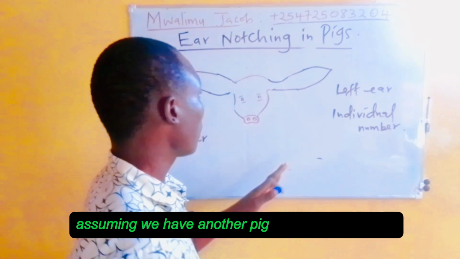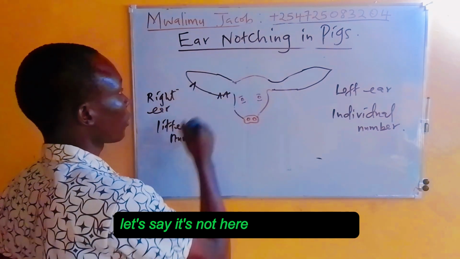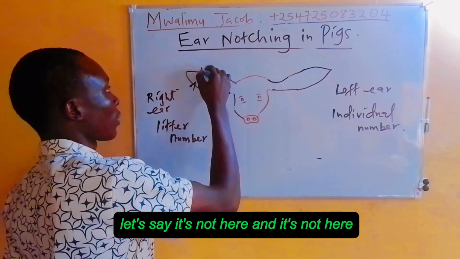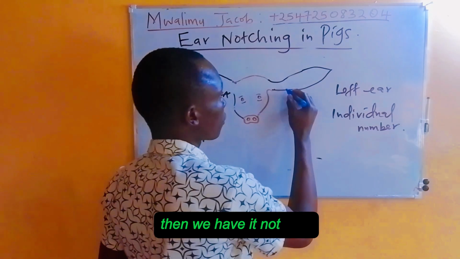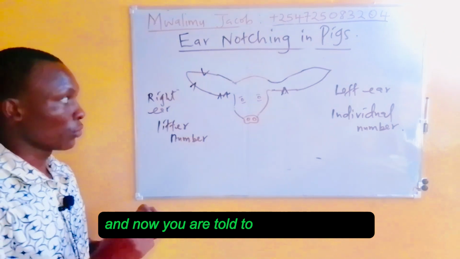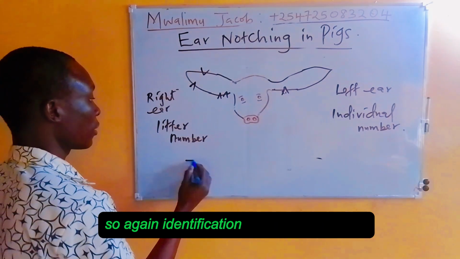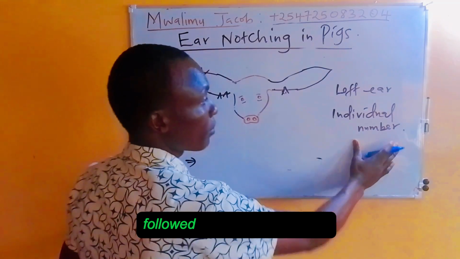Assuming we have another pig now that is notched here. Let's say it's notched here and it's notched here. Then we have it notched here. And now you are told to identify the pig. So again, identification will be litter number followed by individual number.